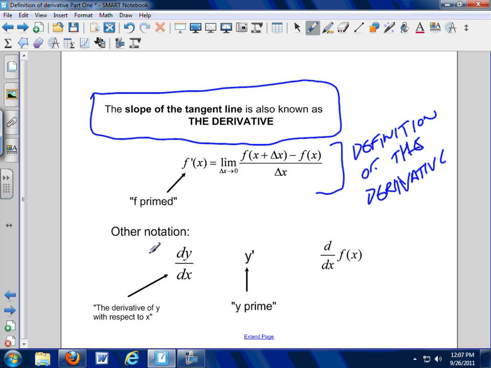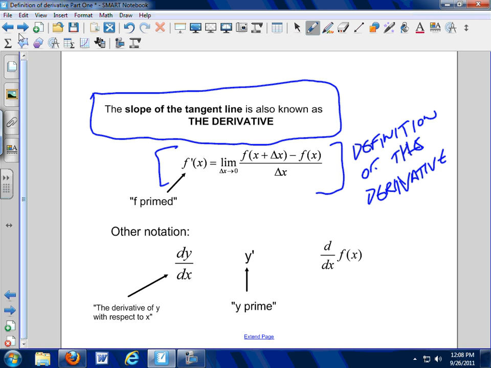Okay. Other notation that we use: dy dx, which you would say is the derivative of y with respect to x. We use y prime sometimes, and we use d by dx of the function. Those all mean the same thing. They all mean that we're finding the derivative. They all mean that we're finding the slope of the tangent line. So when we talk about the definition of the derivative, that's it: the limit as delta x approaches 0 of f of x plus delta x minus f of x, all over delta x.